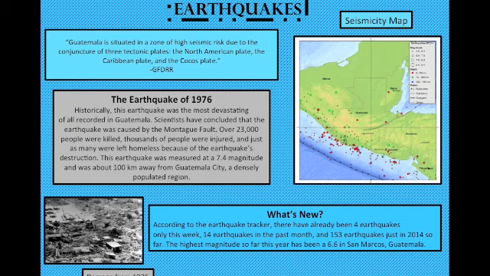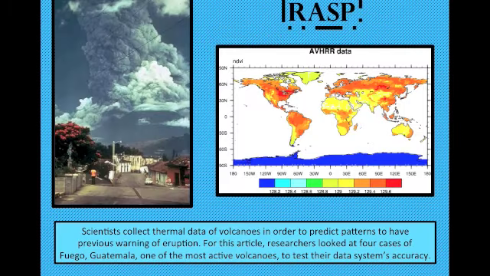Now with my RASP, I looked at how scientists gauge volcanoes, and they looked at the thermal data of volcanoes in order to predict patterns, and this allowed them to give warning to the people to evacuate and take other safety precautions. And what they found from this research was that the data was actually very accurate, more than any other system before.